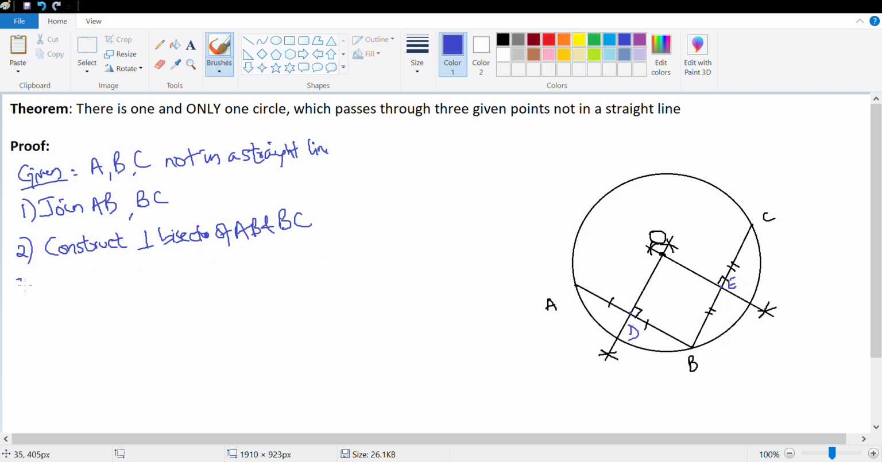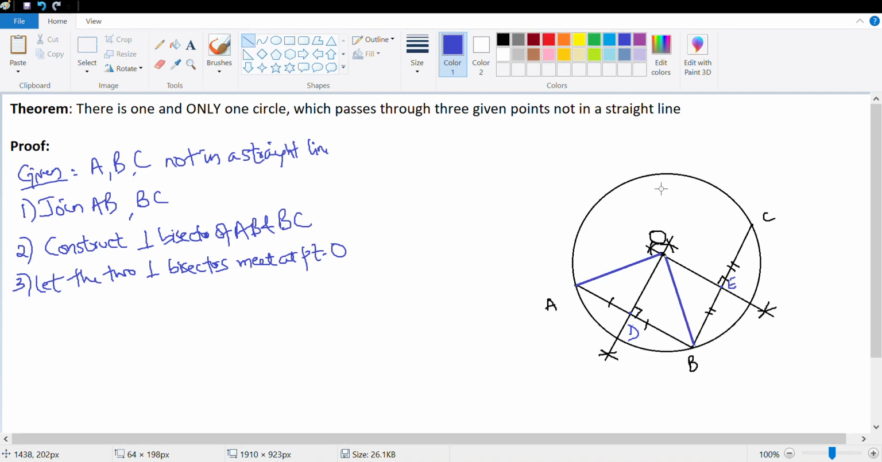Good. Let the two perpendicular bisectors meet at point O. Okay, so let it meet at point O. Now let's join AO and BO. Okay, so next, join AO and BO. In triangle AOD and triangle BOD, what do we have?